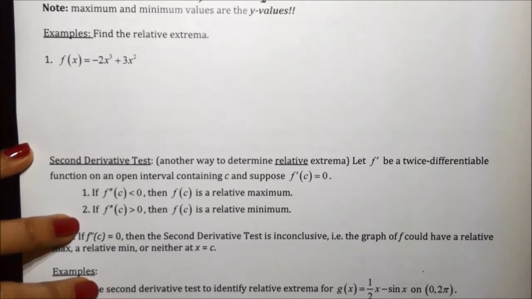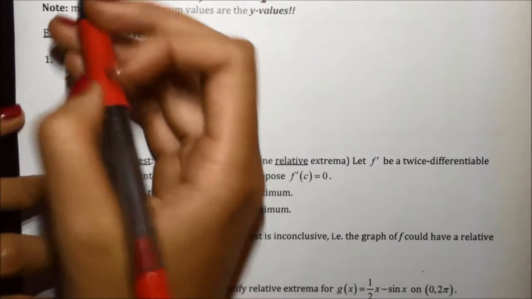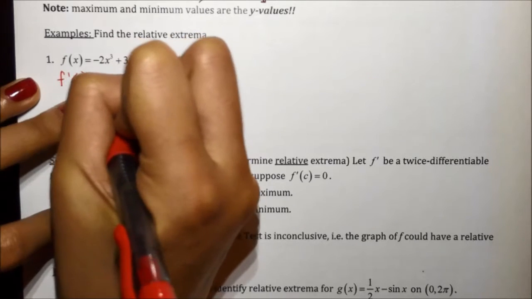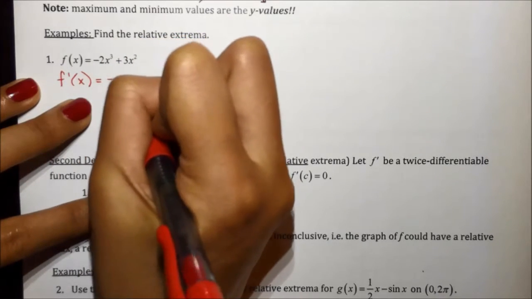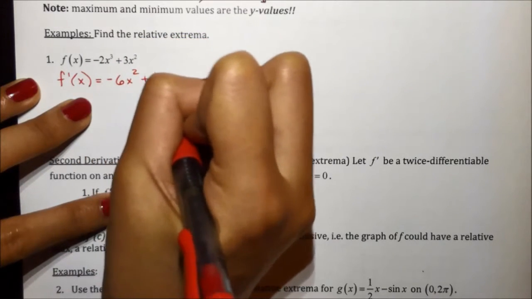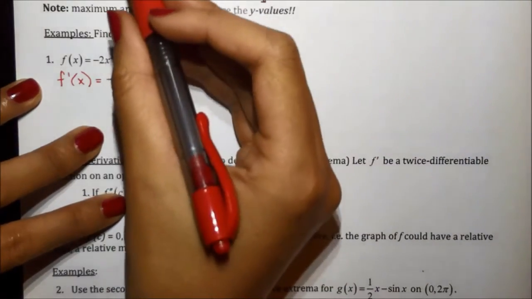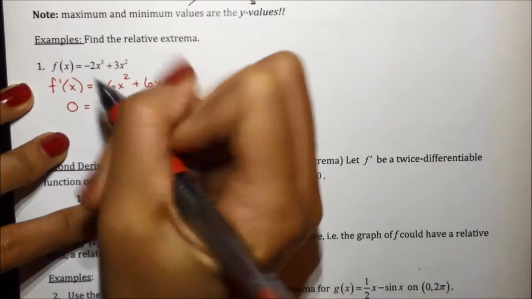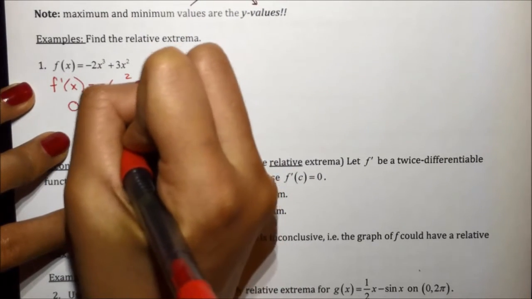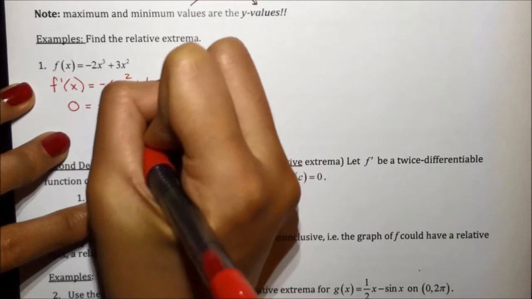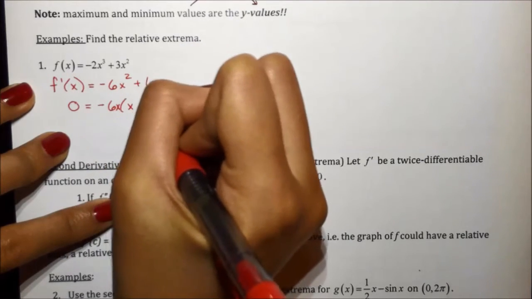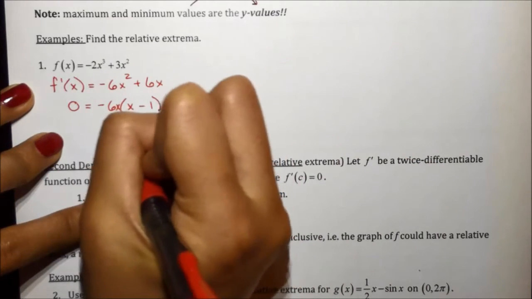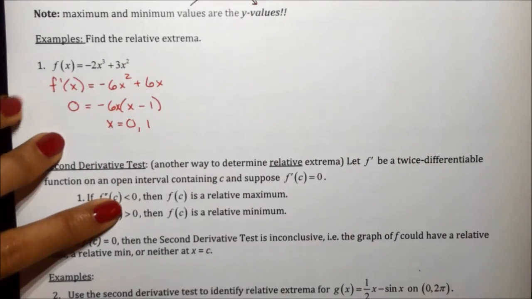So first thing I'm going to do is find my critical values by taking the first derivative. So negative 6x squared plus 6x. Find the critical values. We're going to set it equal to 0. And then I'm going to factor out a negative 6 and an x. And so we have x minus 1. And so x equals 0 and 1.